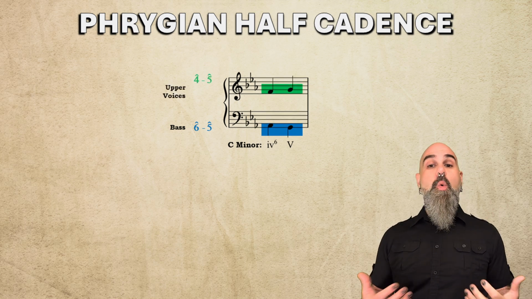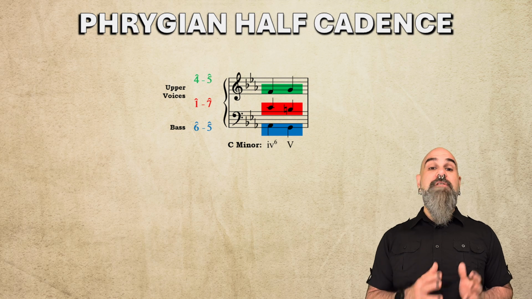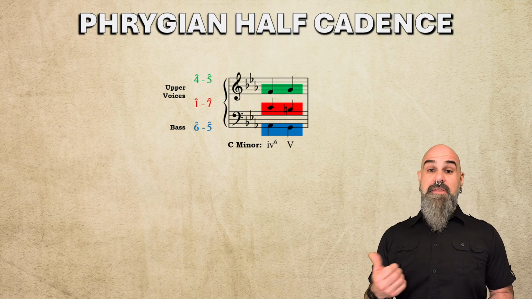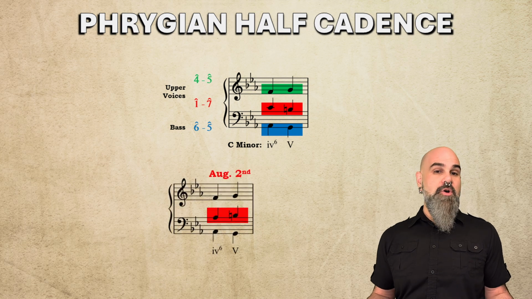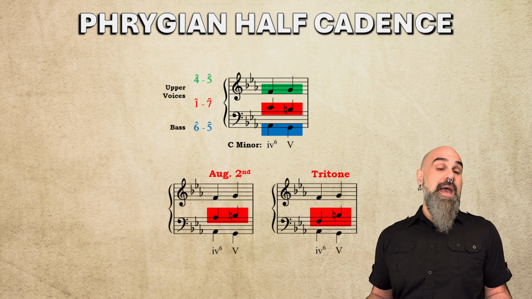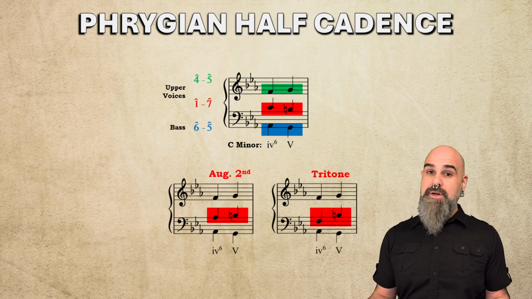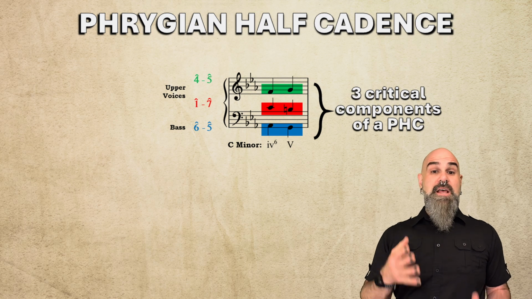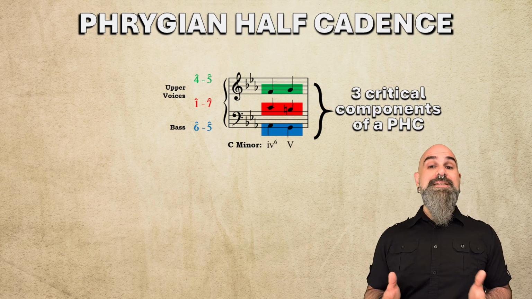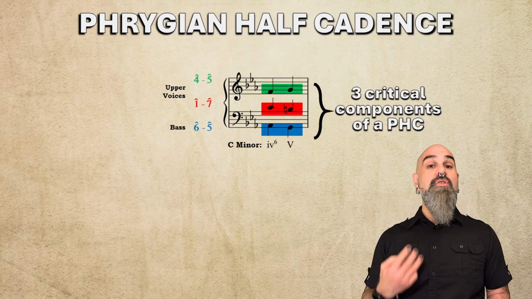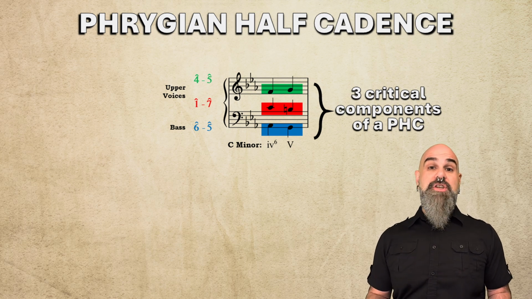One voice then has to move from 1 to 7 because the 5 chord has to contain the leading tone, and we can't get to it from 6 or we'll have an augmented second, and we can't get to it from 4 or we'll leap a tritone. These 3 movements, 6 to 5 in the bass, 4 to 5 in the soprano, and 1 to 7 in the alto or tenor are the three critical components of a Phrygian half cadence.